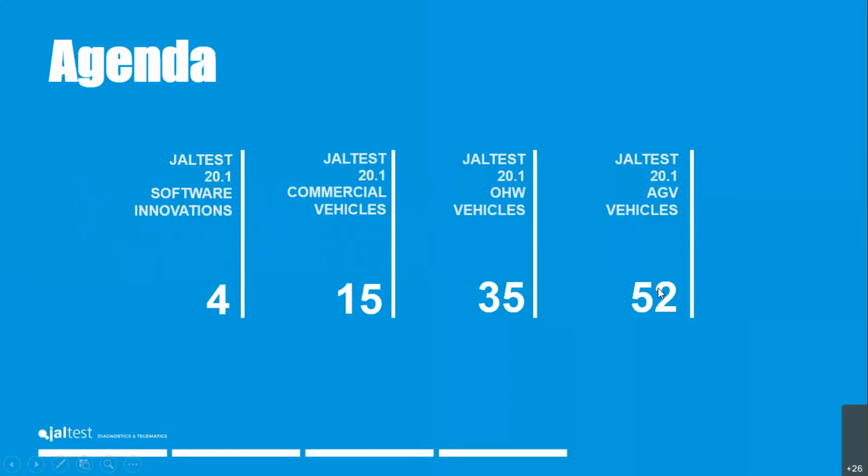So this is going to be the agenda for today's webinar. First of all, we're going to pay attention to the software innovations, and then we will jump into the main features, coverage, and so on in the different models in Jaltest. Starting with commercial vehicles, and then highway and agricultural vehicles and equipment.